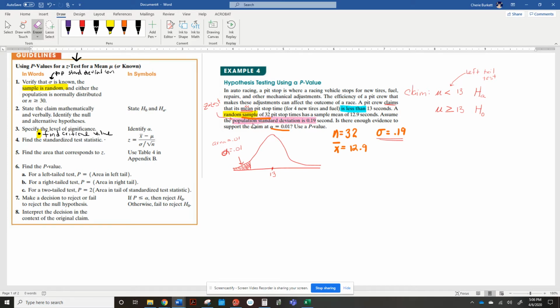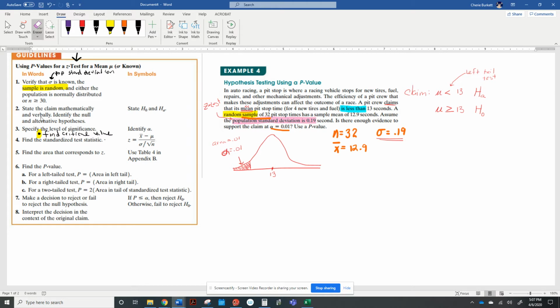So did they give us the population standard deviation? There it is. I highlighted it in pink. So yes, we know that. That's how we know we had a Z test. Is it a random sample? Yes, it says right there, a random sample. Well, did they tell us that it was normally distributed? No, they didn't have to, because the sample size is greater than 30. Our sample size is 32. So that is how we know that we have a normal distribution. So that's how we are able to now draw that.